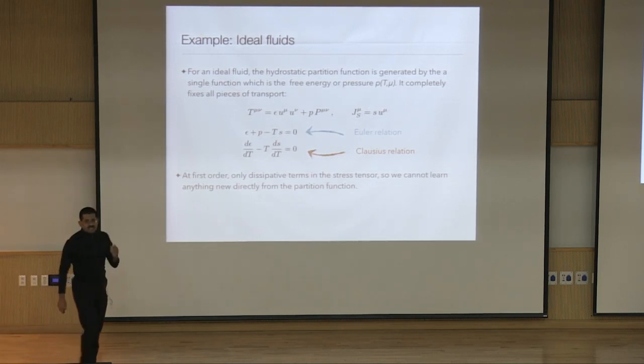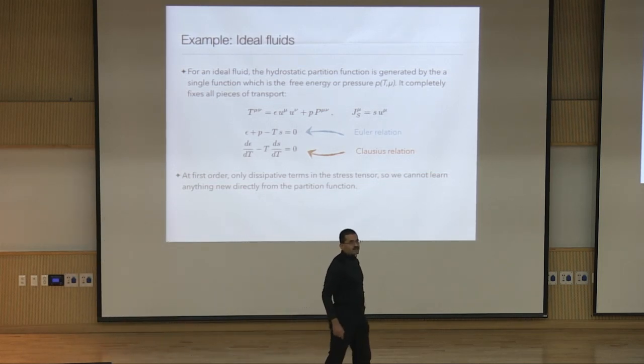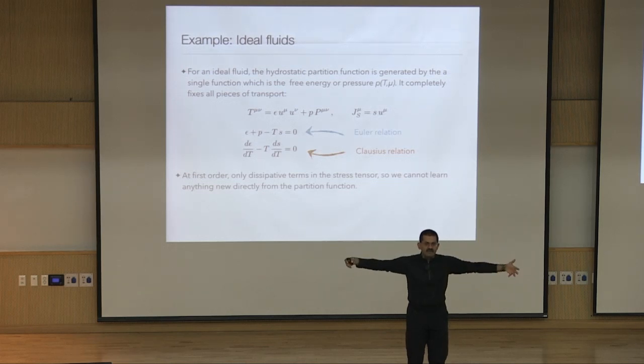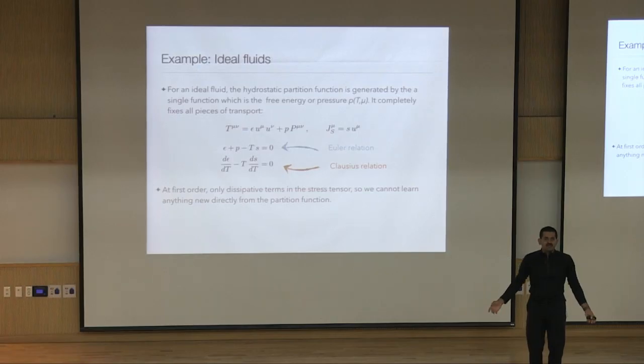So let's say we're in an ideal fluid. We're going to be at zero order in derivatives. So even though I have gradients, I'm not sensitive to them, because I'm going to look at the leading term in the derivative expansion. So I need things that are functions of my background geometry, and the only things I have are functions of temperature or chemical potential. So there's only one object I can integrate over space to write down a partition function, and that's the free energy function. Because this is now a real equilibrium problem, because we are not doing any gradients.